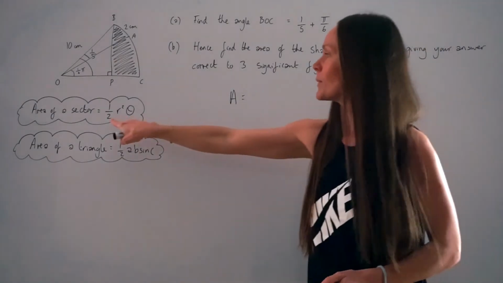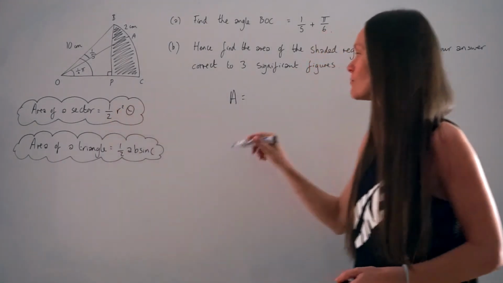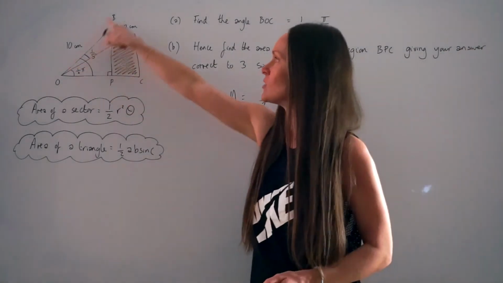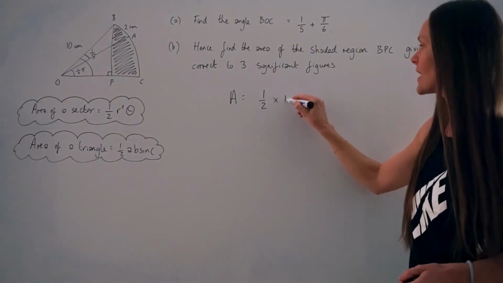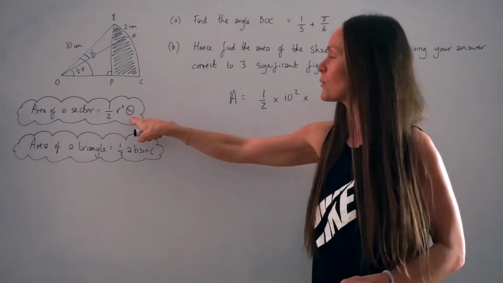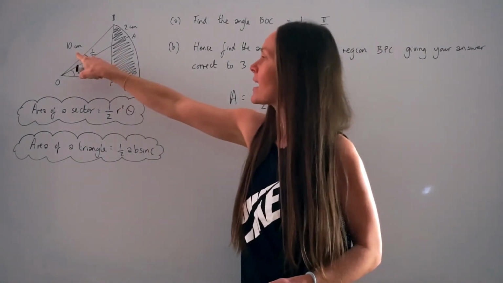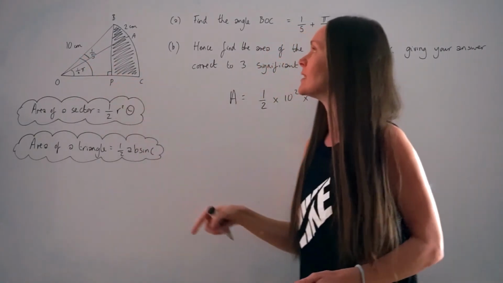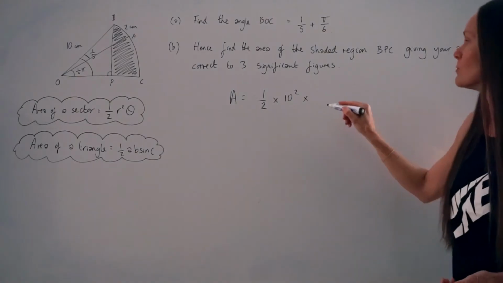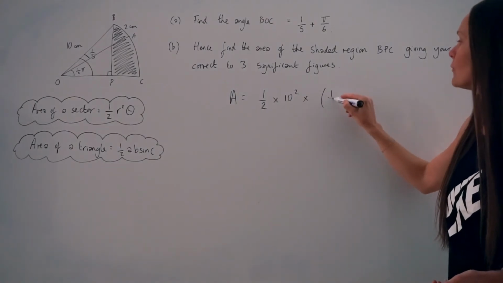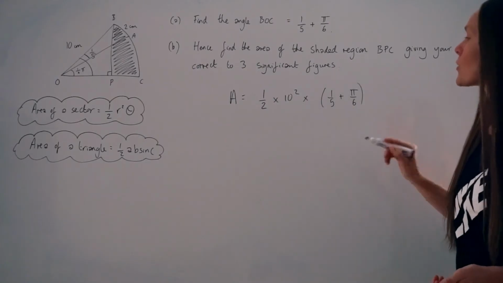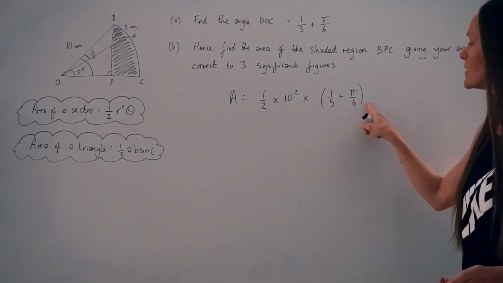Okay, so to do that, we have to multiply a half by the radius squared, and the radius in this question is 10 centimeters, so a half times 10 squared. And then we have to multiply it by the angle theta in radians, and the angle is BOC. It's the angle that we worked out earlier in part A. Okay, so we have to multiply by a fifth plus a sixth pi. Okay, so that is how you work out the area of the sector.